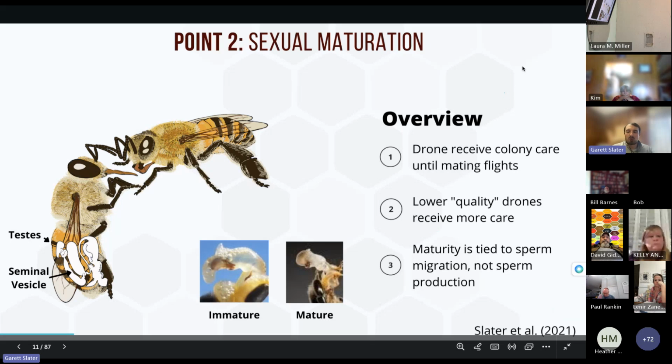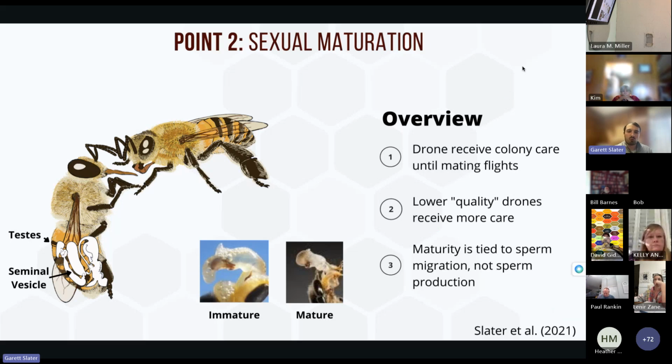Okay, so now let's talk a little bit more about sexual maturity. Once the drones emerge as adults, they stay in the brood box. If you're a new beekeeper, you're buying these deep boxes. That's where the queen's laying eggs, where the brood is, and where the young nurse bees are. That's where the drones immediately go after emerging as adults, and they do that because they're receiving constant care by the workers. The workers are providing food, warmth, basically everything the drone needs to survive, but also reach sexual maturity.